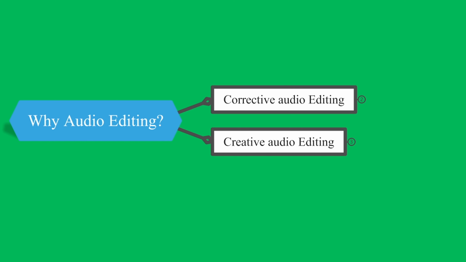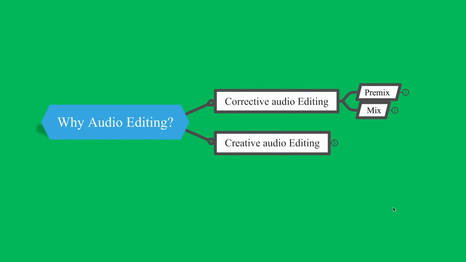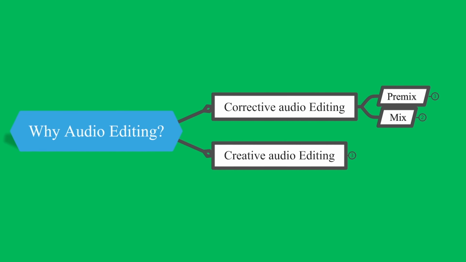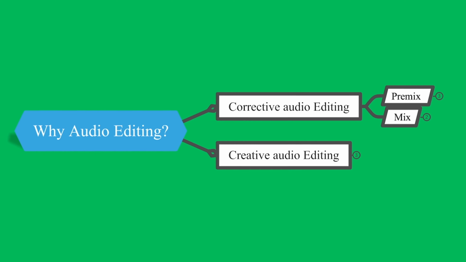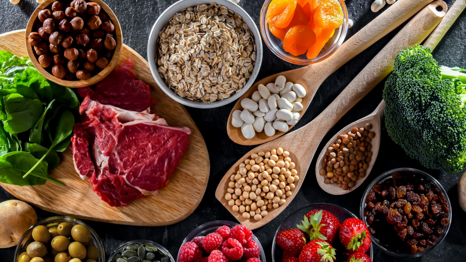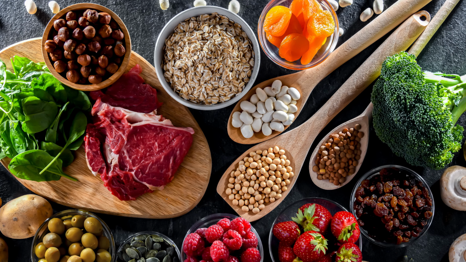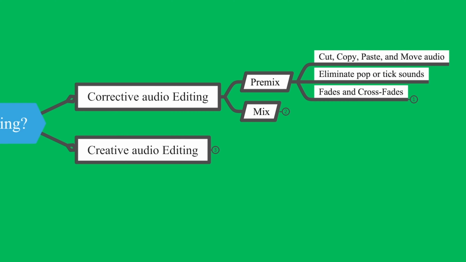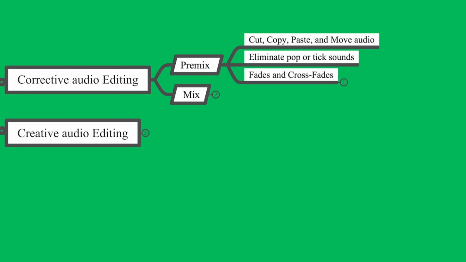Then corrective audio editing can be subdivided into two steps: premix and mix. Premix is a step where individual tracks are prepared. Some people would explain this part as trimming audio. If we compare it to cooking, it's like preparing the ingredients. Typical tasks include removing background noise and basic editing techniques like cutting, pasting, and moving.